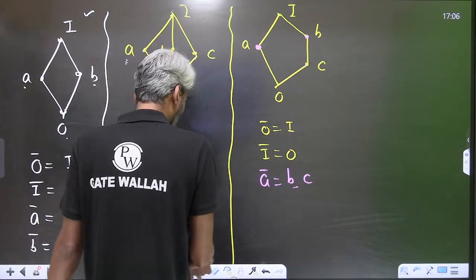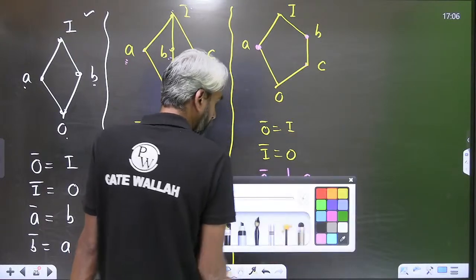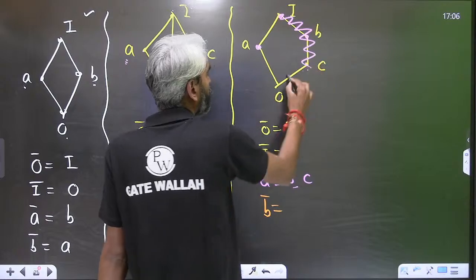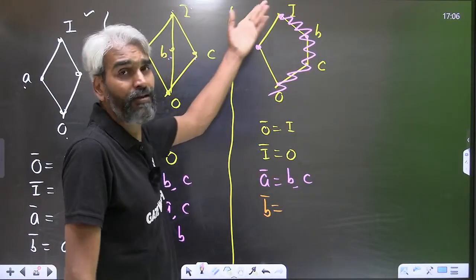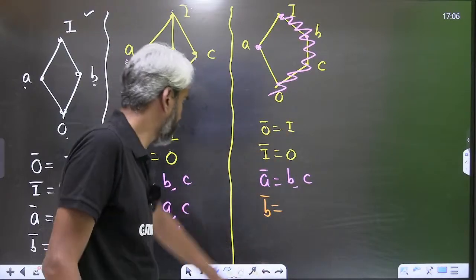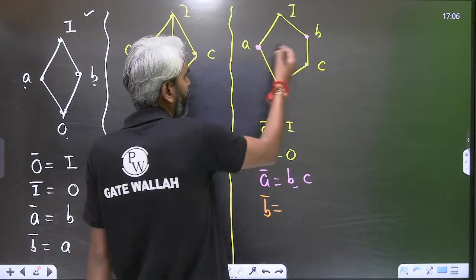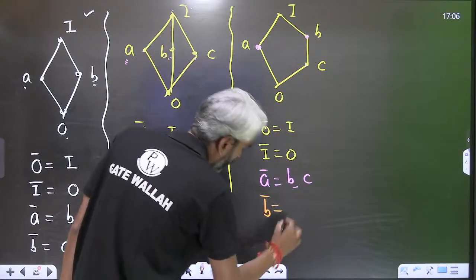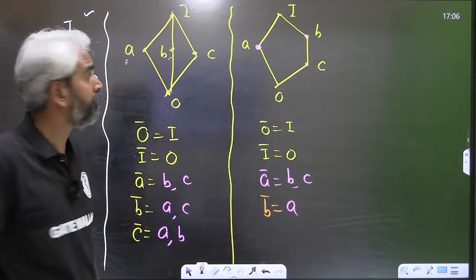Now, sir, what will be complement of B? Sir, complement of B cannot exist on this line. Then if possible, the complement of B can be A. No other element can be complement of B. So let's check with A. The least upper bound of A and B is I, and the greatest lower bound of A and B is O. Therefore, the complement of B will be A. No other element can be complement of B.